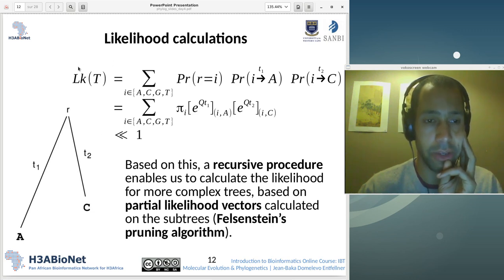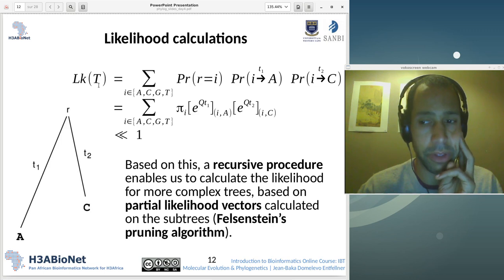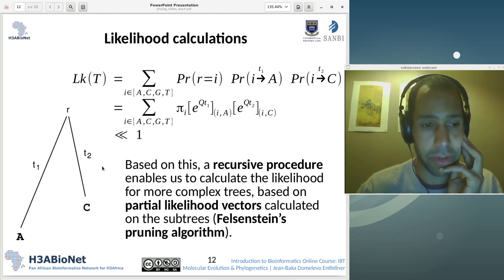What is the likelihood of the tree? It's the probability that this data, A and C, have been generated by this model. This model has time evolving from the root to the leaves A and C.